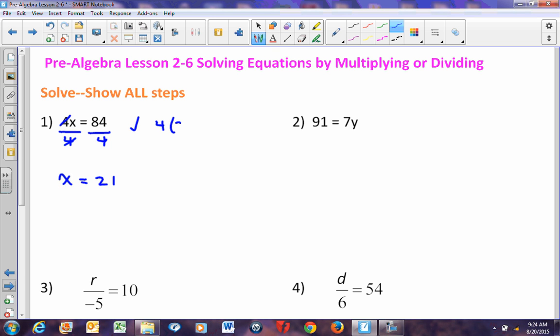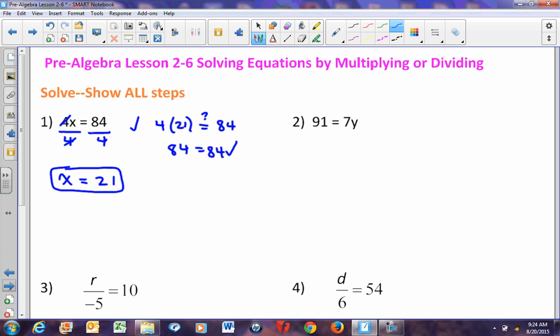And of course, we can check this. Does 4 times 21 equal 84? Well, let's see. 4 times 21, 84 equals 84. It checks. You should always double check all of your equations to make sure that you have them correct.